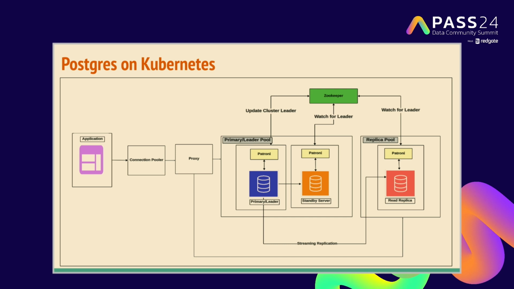Patroni talks to Zookeeper. In the proxy setup, the applications connect to the connection pooler, which sends to the proxy. It goes to the Patroni process. It doesn't go to Zookeeper.